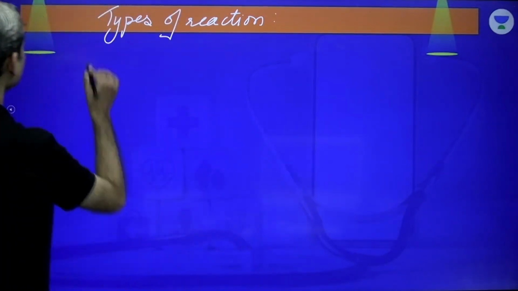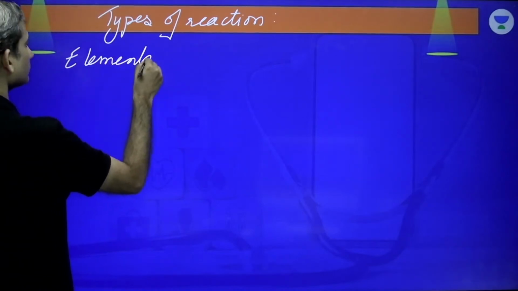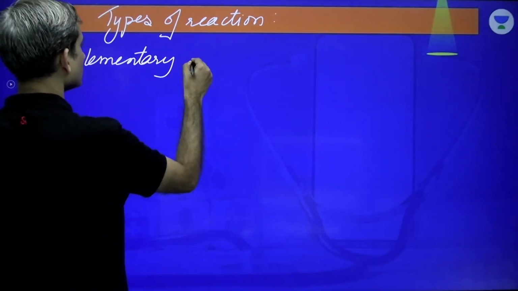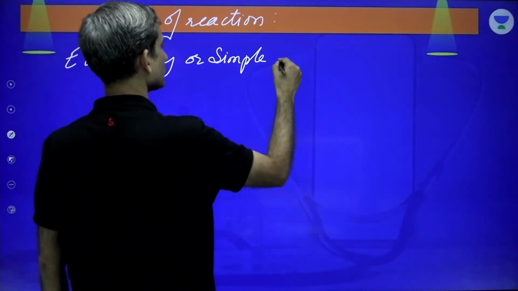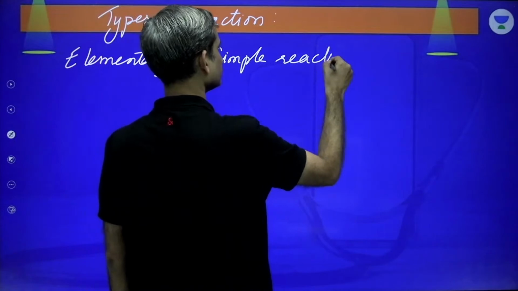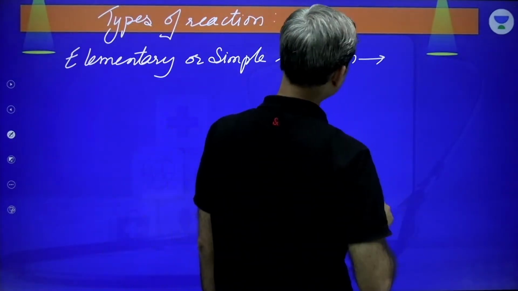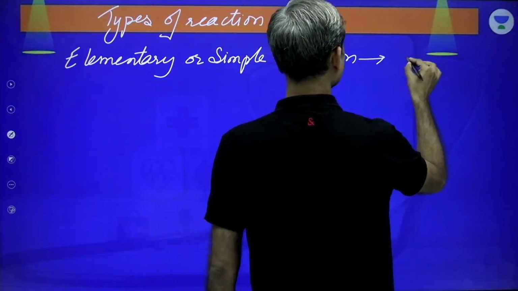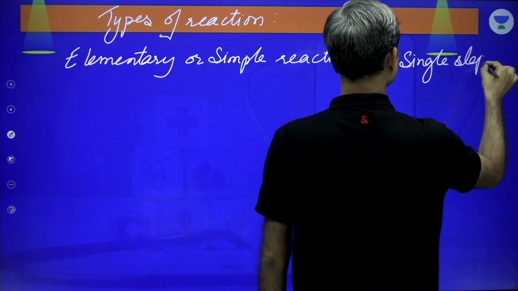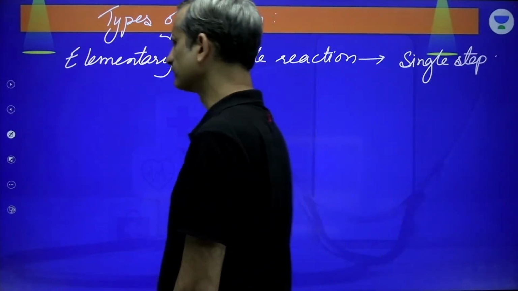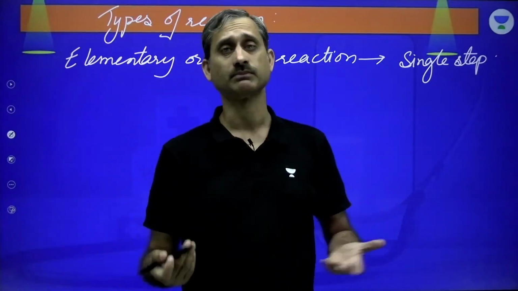So, we have the elementary or simple reaction. The simple reaction or the elementary reaction are the reactions which take place in a single step. Now, what is the meaning of the single step? What exactly do we define by the words single step of a reaction?